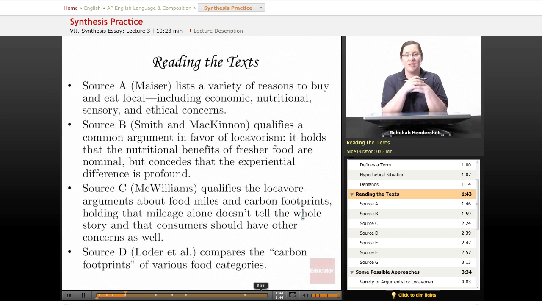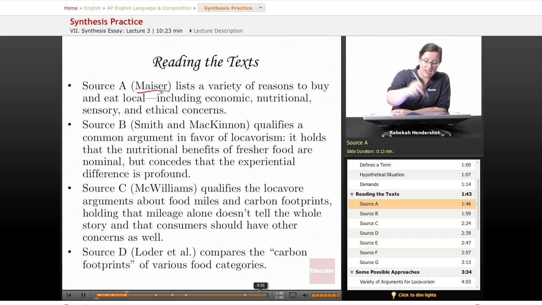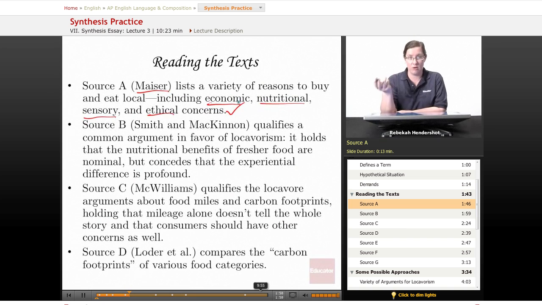All right, let's look at the texts and see what they say. Source A, which is by Mazur, lists a variety of reasons to buy and eat local, including economic, nutritional, sensory, and ethical concerns. So these are all reasons that locavores give for locavorism.